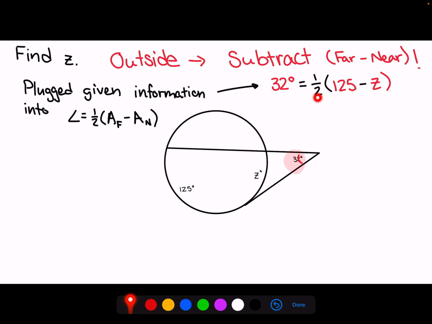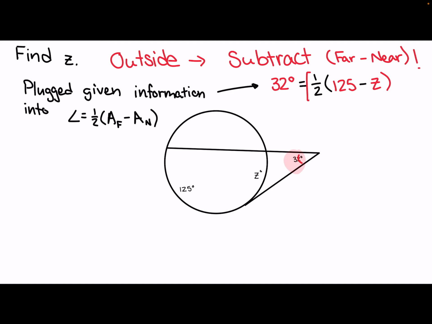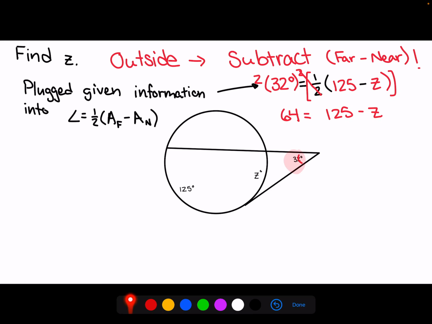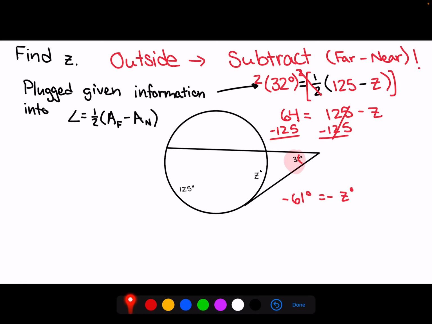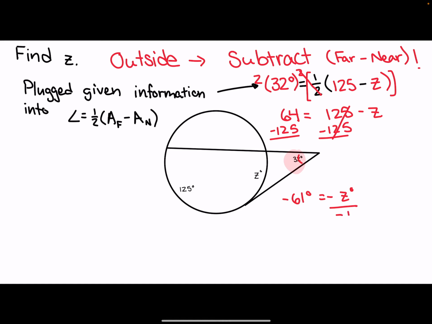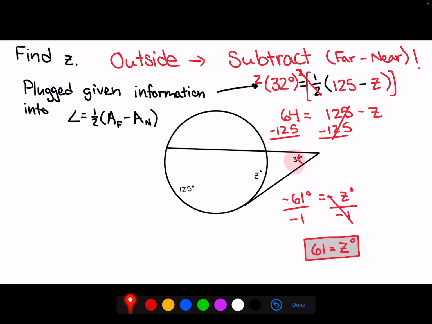From here, we're just going to start solving. To start off, I need to get rid of this half, so I'm going to multiply both sides by 2. That'll leave me with 64 equals 125 minus z. Again, the 2 and the 1/2 are the only things that cancel over here. At this point, I subtract 125 from both sides, giving me negative 61 equals negative z. Lastly, to get z by itself, I'm going to get rid of this negative out front, and I can do that by dividing both sides by -1, leaving me with z equals positive 61. So therefore, the measure of arc z is 61 degrees.